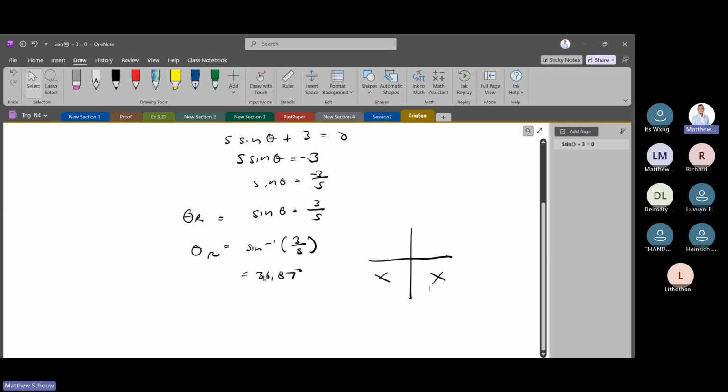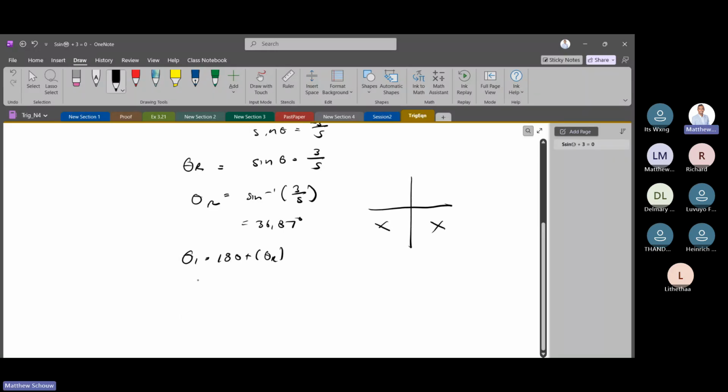So this angle now will tell you the two values of sine we're going to get. So let's say theta 1. We know our first value must be in this quadrant, which is 180 plus the reference angle, right? And our second value, do we have a second value? The next quadrant is 360 minus the reference angle.